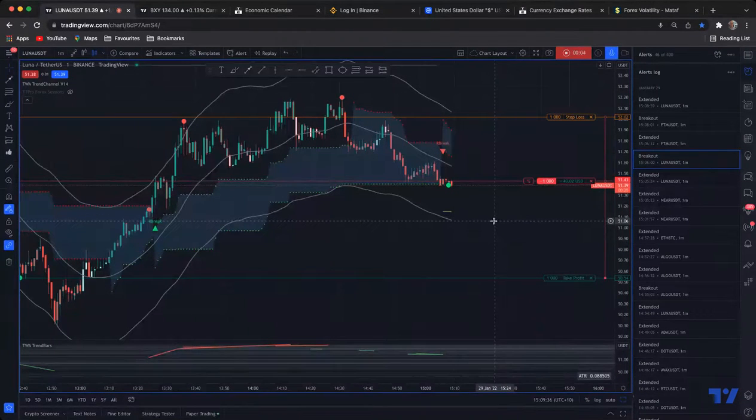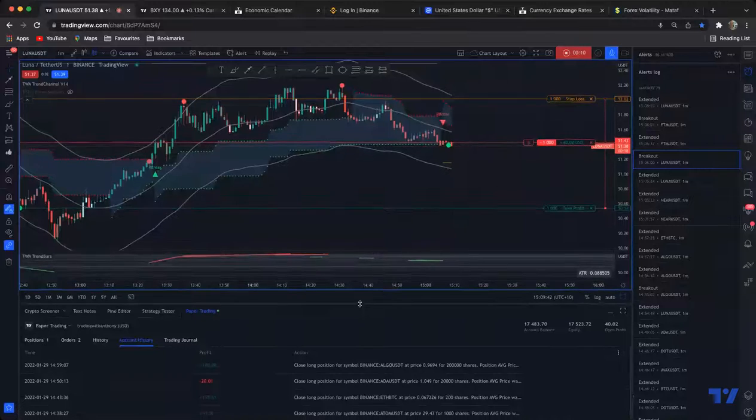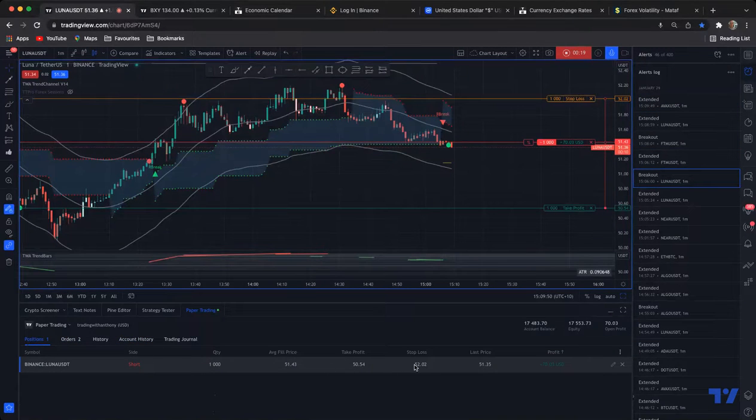Hi traders, Anthony here. Okay, we've got this Luna trade going. Just using the paper account here in TradingView to demonstrate how this works pretty much. So we've got one position open here, short.